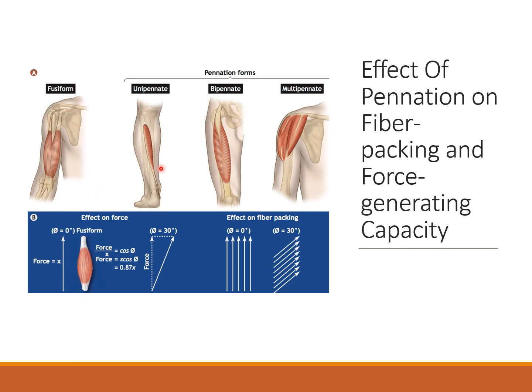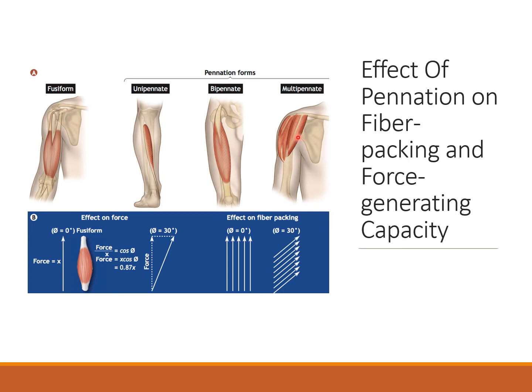The unipinnate, bipinnate, and multipinnate muscles, you can see that the orientation of these muscles kind of varies. There's different angles. These ones are kind of pulling up. This is your biceps femoris. This one looks like your tibialis posterior. It's kind of pulling up at an angle like this. And then this is kind of your shoulder complex, so your deltoid. So it's pulling a whole bunch of different directions.